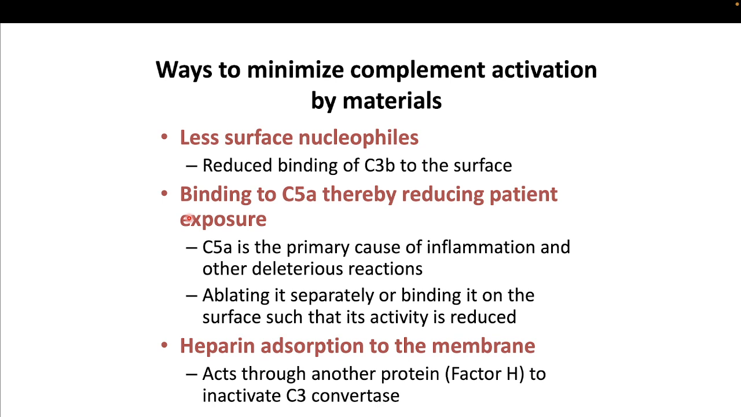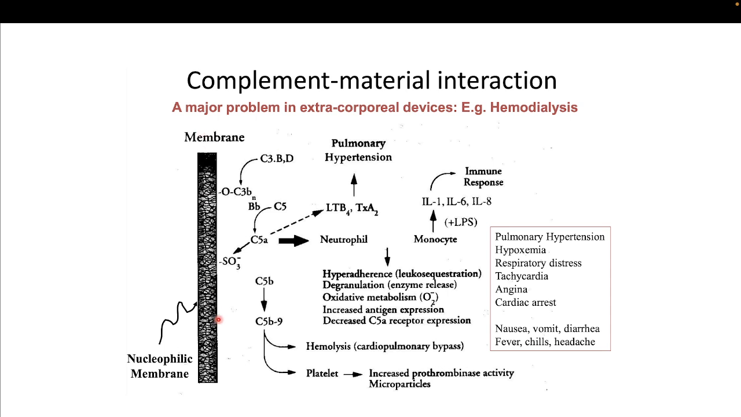So as I said, since this complement activation is not good when you want to implant something in a human body, there are different ways to reduce this. So the first is you have to make the surface less nucleophilic. So C3b is one of the proteins in this complement system cascade. This C3b has a tendency to attach itself to a nucleophilic surface. Nucleophilic meaning a negatively charged surface.